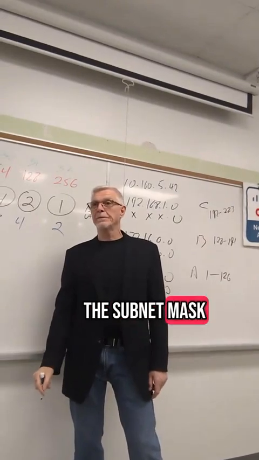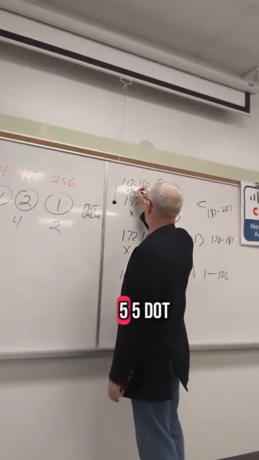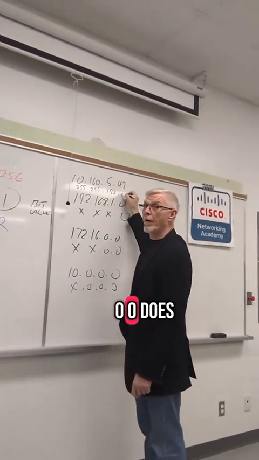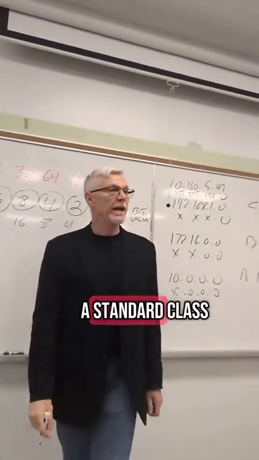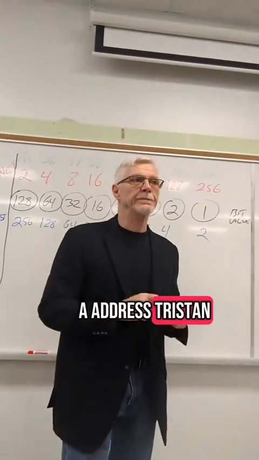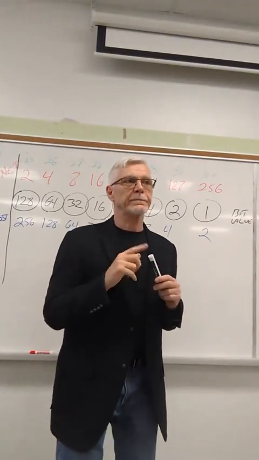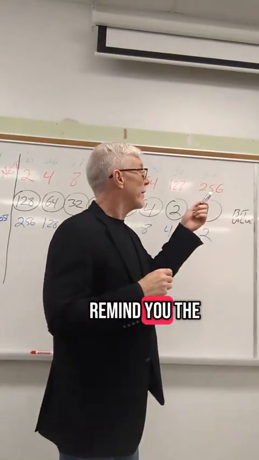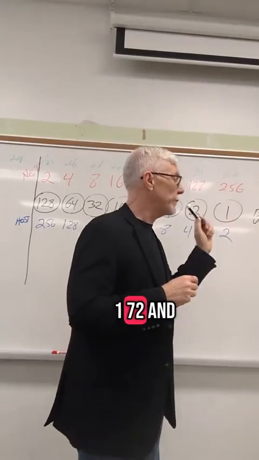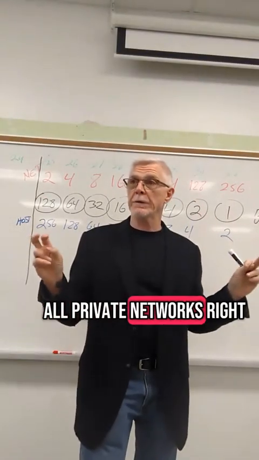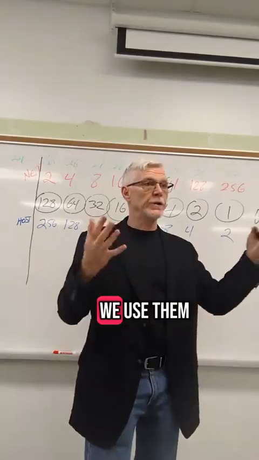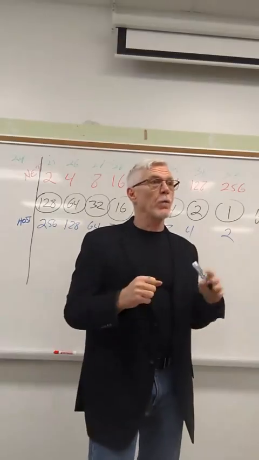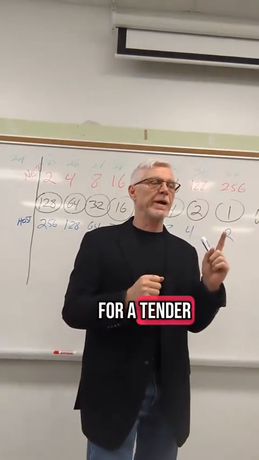The subnet mask is 255.255.192.0. Does that look like a standard Class A address, Tristan? It's a 10 dot. By the way, just to remind you, the 192, 172, and 10 dot are all private networks. They're not out on the internet. We use them inside. So if you see those numbers, you know you're in a private network.